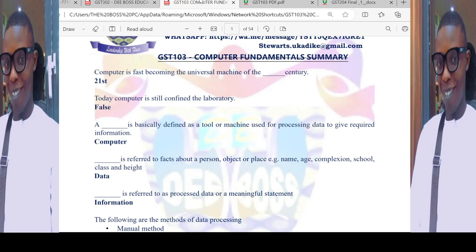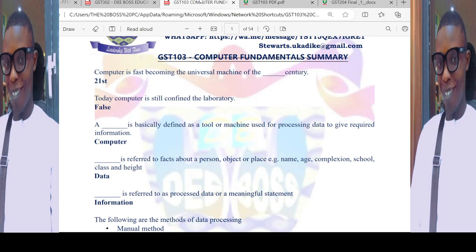The raw data, the input you are providing, is going to be worked on, and the result is going to come out as an output which you can always have as your information.